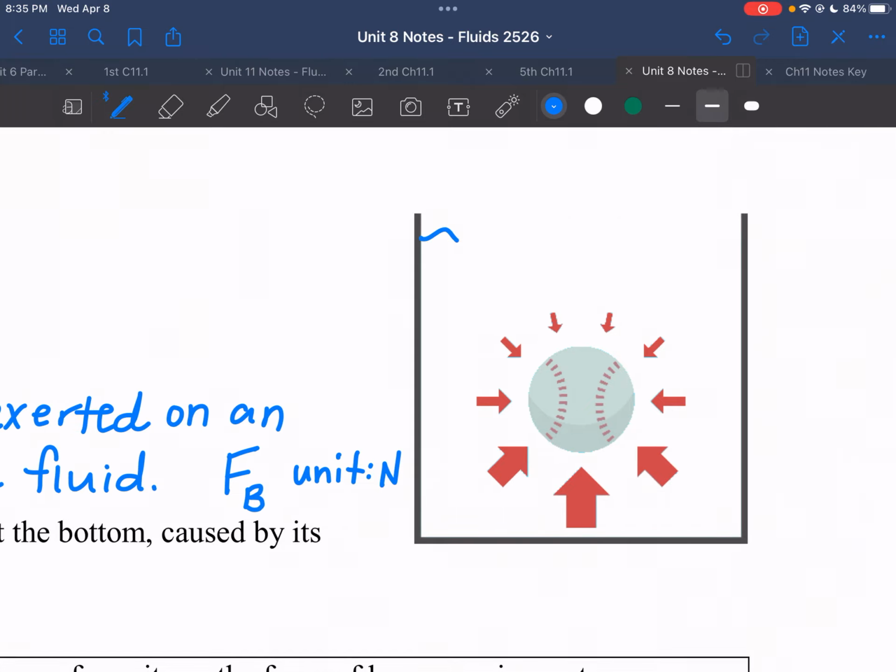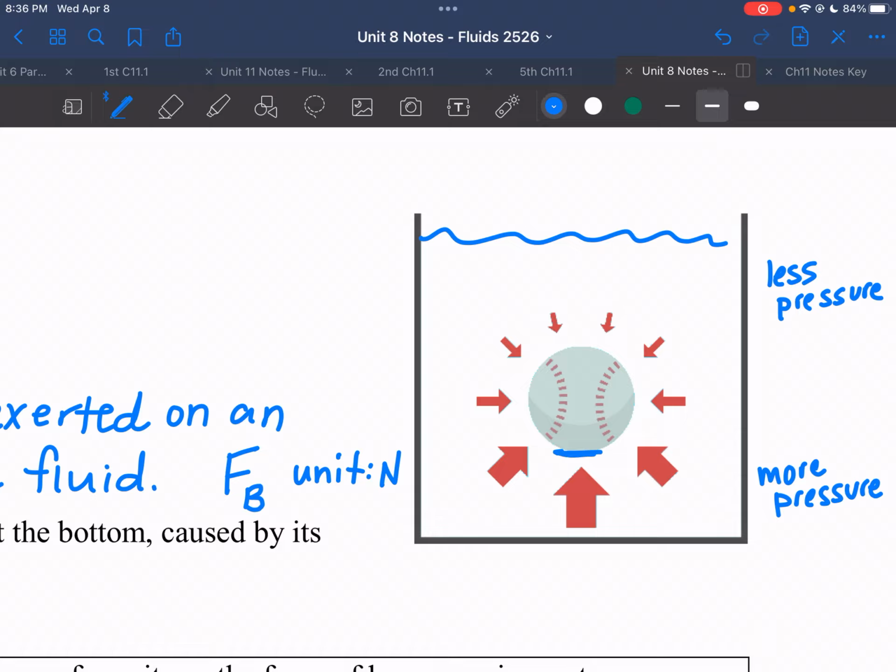Now when you have an object that is sitting in some fluid, you have pressure pushing in all directions, all around your object. We know, though, that at different locations there are different amounts of pressure. So the further up you go, the less pressure you have. As you go further and further down, as the depth increases, you have more and more pressure. So any object will have more pressure on the bottom of it than on the top. Because of that difference, that is going to give you your buoyant force.